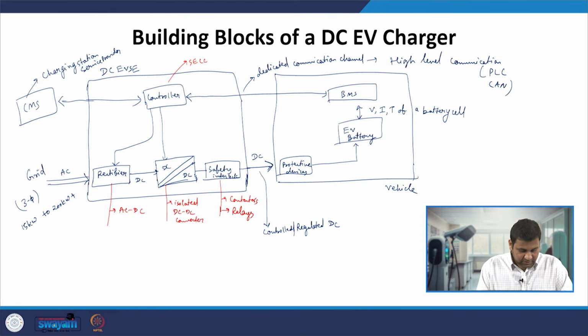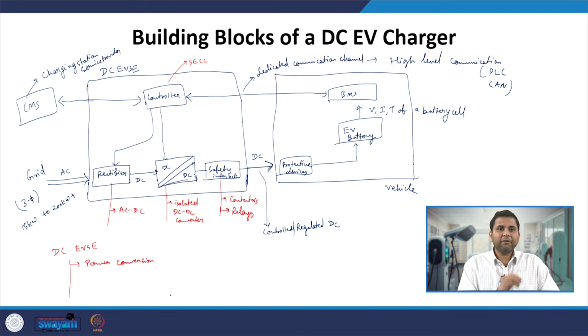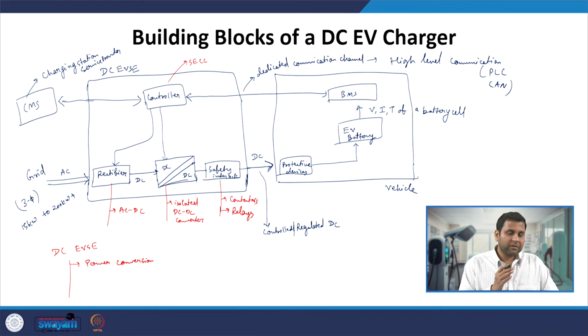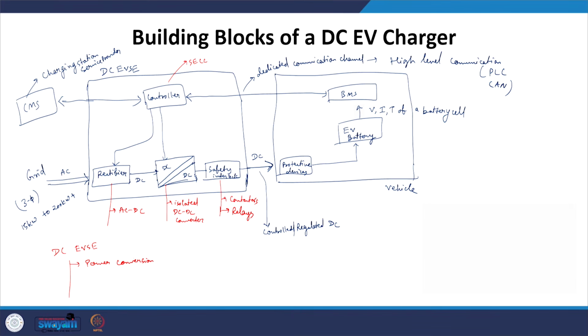So, what all does this DC EVSE do? Some of the important functionality which it does is the power conversion. This is the biggest difference between an AC EVSE and DC EVSE. The entire power conversion needs to take place inside the EVSE itself, and thus requires dedicated or continuous data from the BMS to understand how and when to operate, to understand if there is a fault, when to engage, when to disengage. So that is why the power conversion is taking place inside DC EVSE.